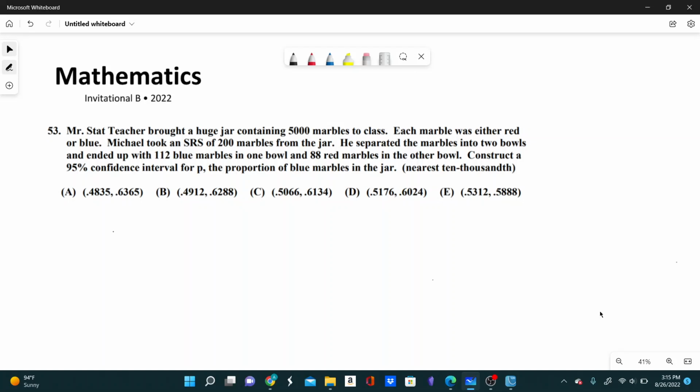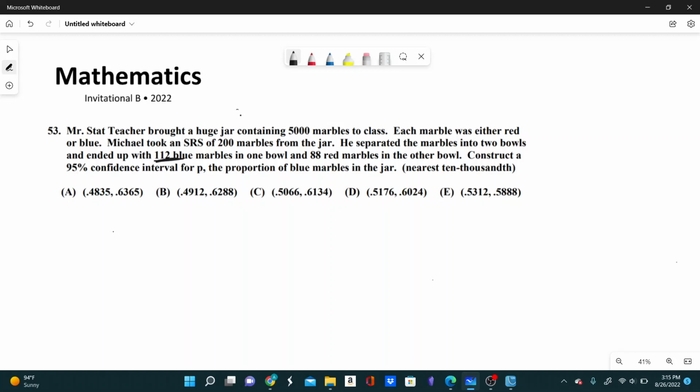So, if you're unfamiliar with confidence intervals, what this is saying is that although we don't know it, there is a certain proportion of blue marbles in the jar. And it could be 50-50, it could be 60-40, it could be 30-70, it could be anything. We don't know. And what the 95% confidence interval says is that based on this sample, where we got 112 blue marbles, we can find the interval that we are 95% confident will contain the true mean.